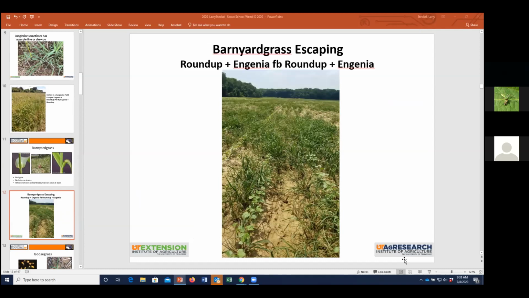And again, there's some more barnyard grass. You notice how tall it is. Barnyard grass is going to stand a little taller than jungle rice will, so that's one way to differentiate between those two species. Barnyard grass is really going to stand tall, and that seed head is going to be wider and longer than the jungle rice.